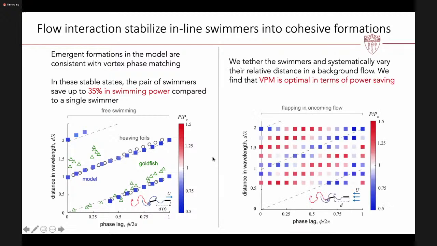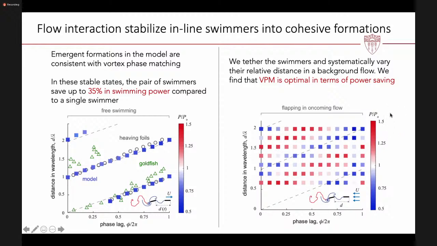And the last thing that Sina did is he looked at what happens if you tether the two swimmers at a fixed distance. When you have free swimming, the only relative positions that are accessible are the emergent ones. But when you tether the swimmers, you can force them to be at a different relative position. And you see that when you force them to be at a different relative position, they don't have this energy benefit or this power benefit.